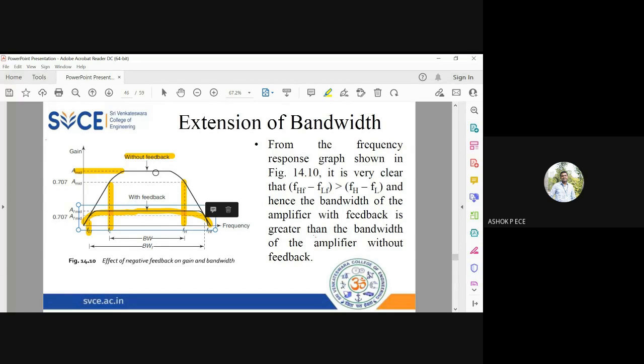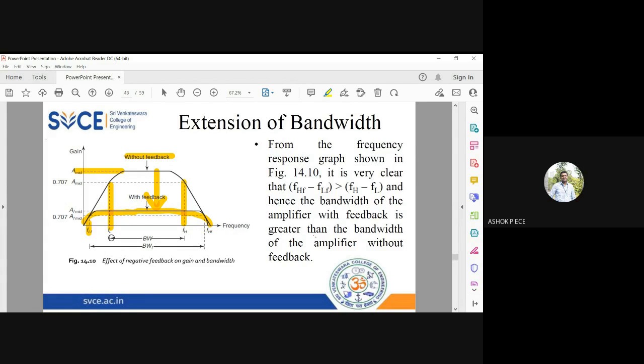You should not draw both the amplifiers having the same gain. No. You should show the difference. Without feedback means the gain will be dominating, bandwidth will be less. And with feedback means the gain will reduce. You can see it is reducing from this value to this value. With feedback means the gain will reduce, but the graph will become very broad. So the bandwidth is going to increase.